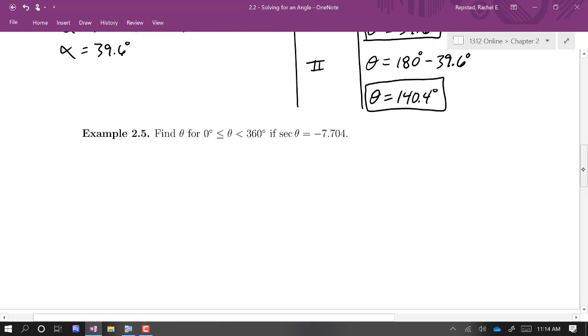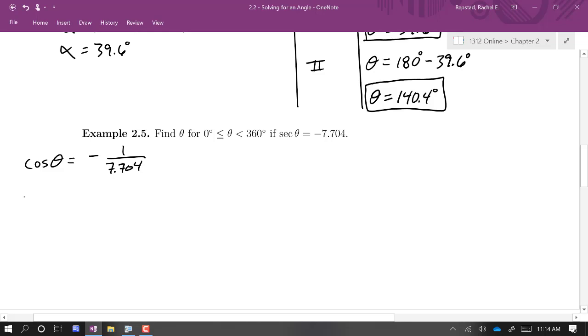Okay, let's try another one. We're going to find theta, and this time they tell us that secant theta is negative 7.704. All right, so first of all, we don't have a secant button on the calculator. Secant is the reciprocal of cosine, not the inverse cosine. And so the first thing I'm going to do is just rewrite this. If secant theta is negative 7.704, that means that cosine theta is negative 1 over 7.704. And so I know the value of cosine.